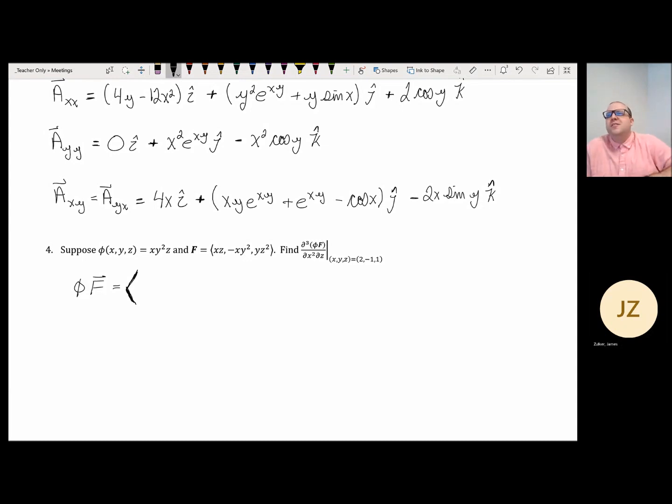Been a while. Scalar multiplication. How did we do it?